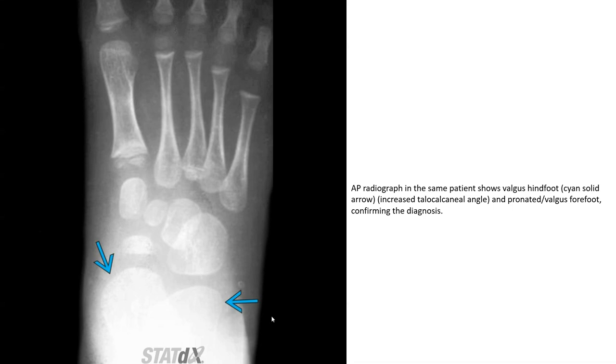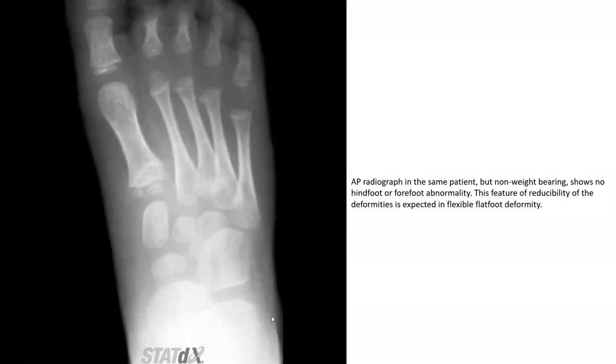AP radiograph in the same patient shows valgus hindfoot and pronated valgus forefoot, confirming the diagnosis. AP radiograph in the same patient but non-weight-bearing shows no hindfoot or forefoot abnormality. This feature of reducibility of the deformity is expected in flexible flatfoot deformity.